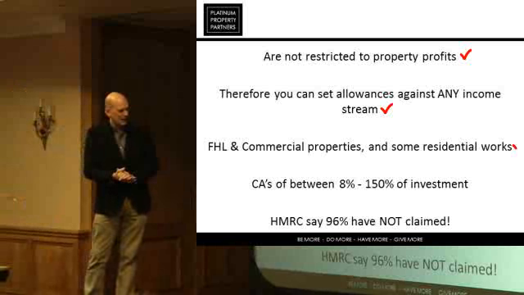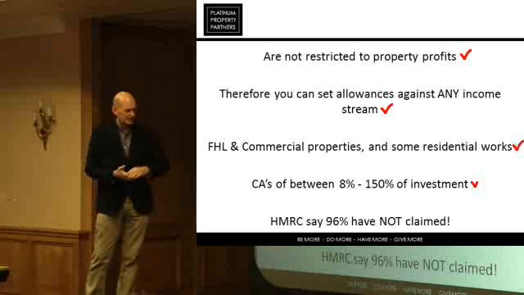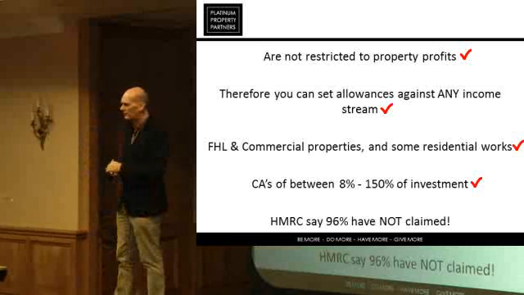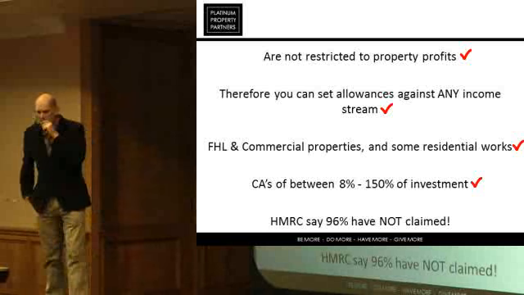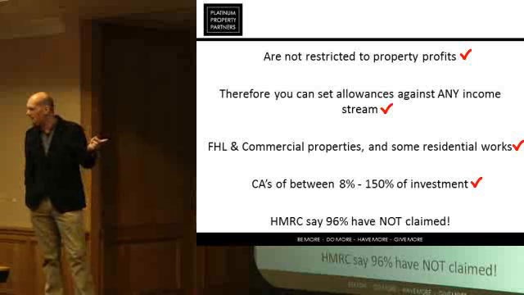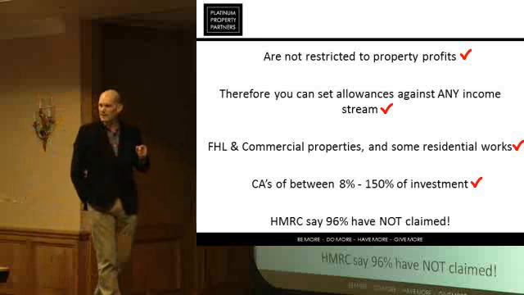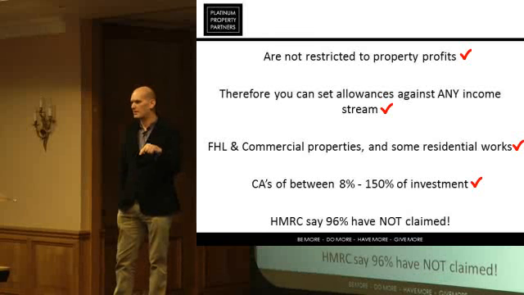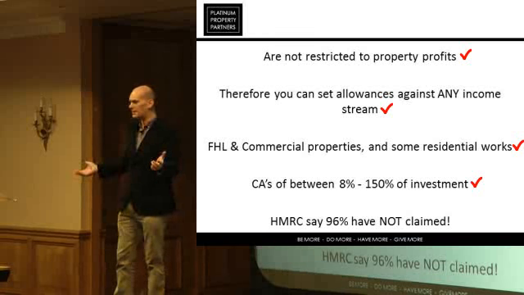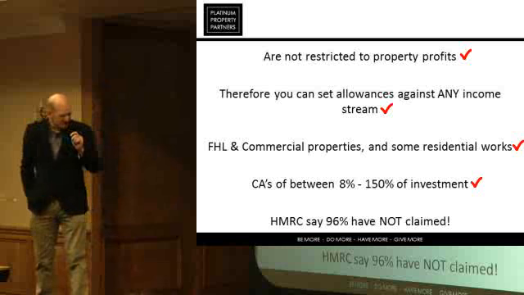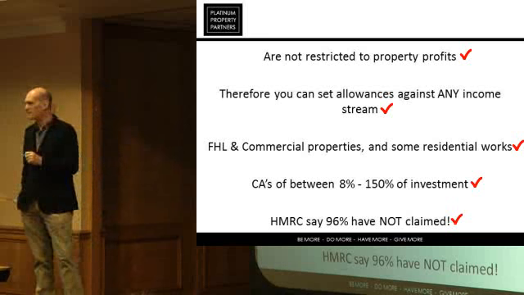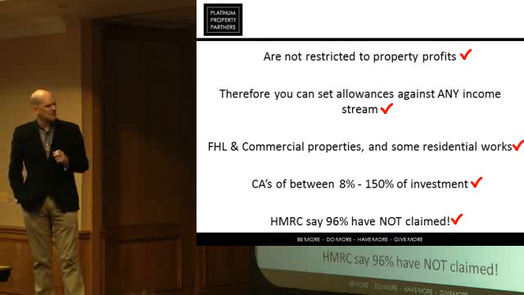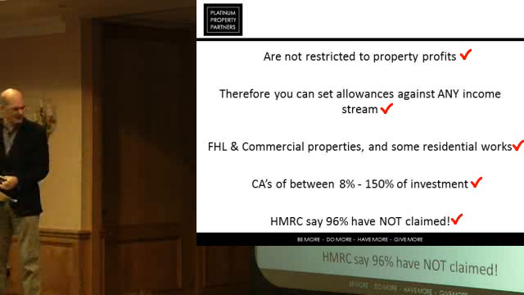So you can claim on holiday lets, commercial properties and residential works as well. Capital allowances are between 8% and 150% of your investment. What? That's 150%? That's a typo, isn't it? No, actually, in some investments, if you spend £1, you can get £1.50 back in tax relief. Well, that's mad, isn't it? I'll show you how that works. And the revenues say that 96% of people haven't claimed. It's just ridiculous, isn't it? The world's gone mad.